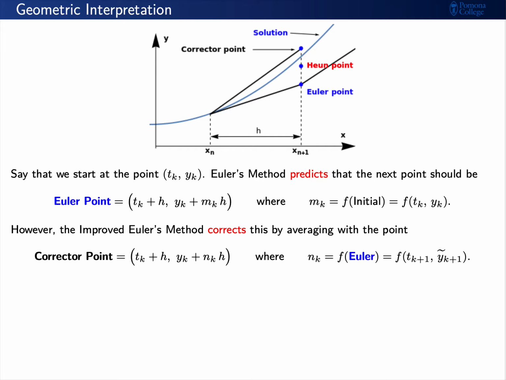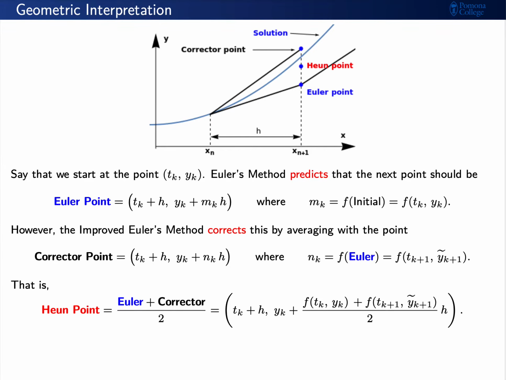However, the improved Euler's method corrects this by averaging with a corrector point. In this case, the corrector point is given by t_k plus h, y_k plus n_k times h, where n_k is the slope that we had from the Euler point. That is f evaluated at t_{k+1}, y tilde_{k+1}. You can see here the points on the graph at the top of your screen.